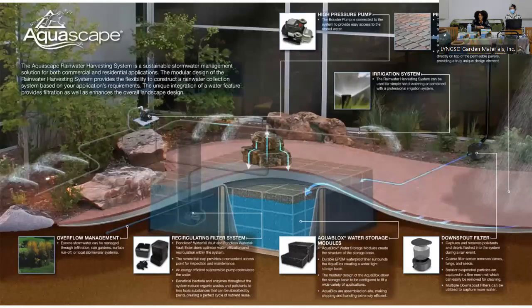This system is connected to the irrigation system that they also have here in this example, so that any excess water from your sprinklers also runs down into the recirculating filtration system. This would also include an overflow management where excess water would be directed somewhere else or directed to other plants so that no water is wasted.